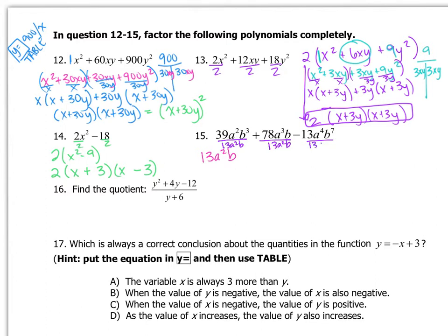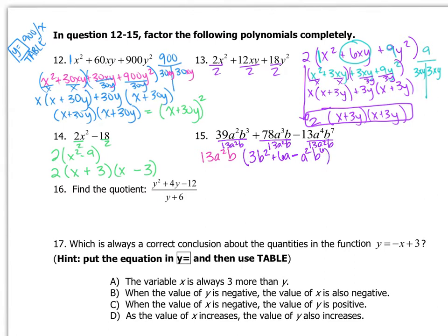under each of these. So we would be left with a 3, the a's cancel, and then b squared, plus 78 divided by 13 is 6, and then you're going to have an a, the b's cancel, then minus a 1, which you don't have to write, and then your a's are going to be a squared, and then b to the 6th after we subtract those.